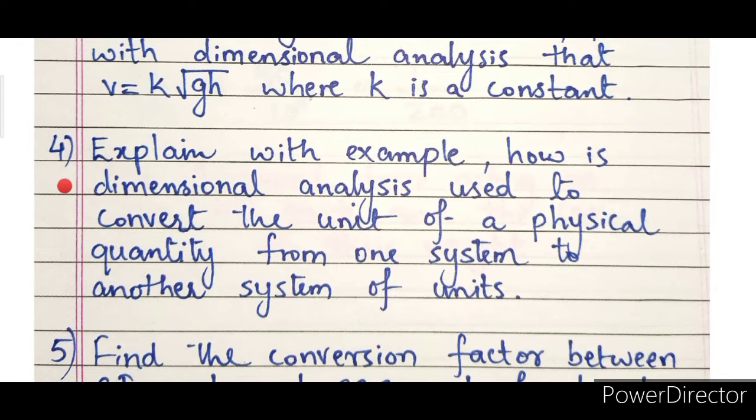Explain with example how is dimensional analysis used to convert the unit of a physical quantity from one system to another system of units. As one of the uses of dimensional analysis is to find the conversion factor between the units of the same physical quantity in two different systems of units. So here it is given, we have to explain this use with the help of an example.